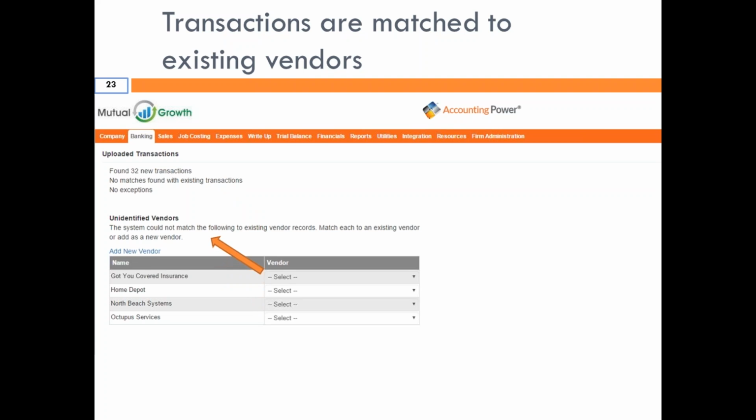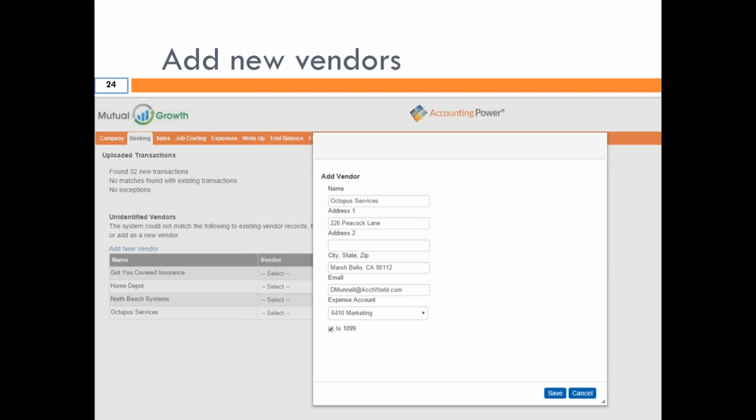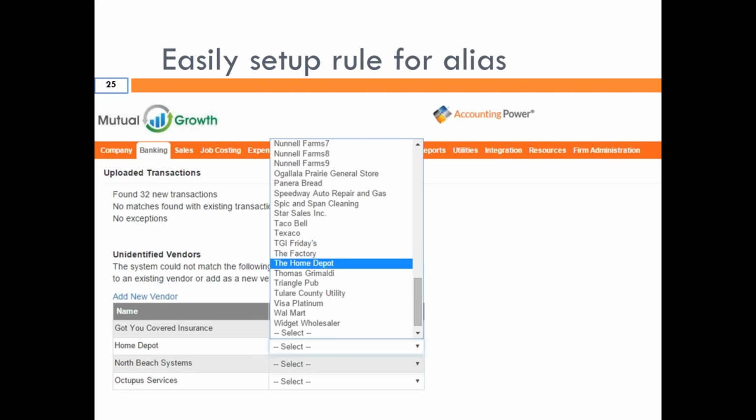If there's a new vendor, all you do is you click on Add New Vendor. A little pop-up will come. You enter the new vendor. In this case, since Octopus Services hadn't been there, I entered a new one, put in the expense account, and then I would just save it and it's ready.